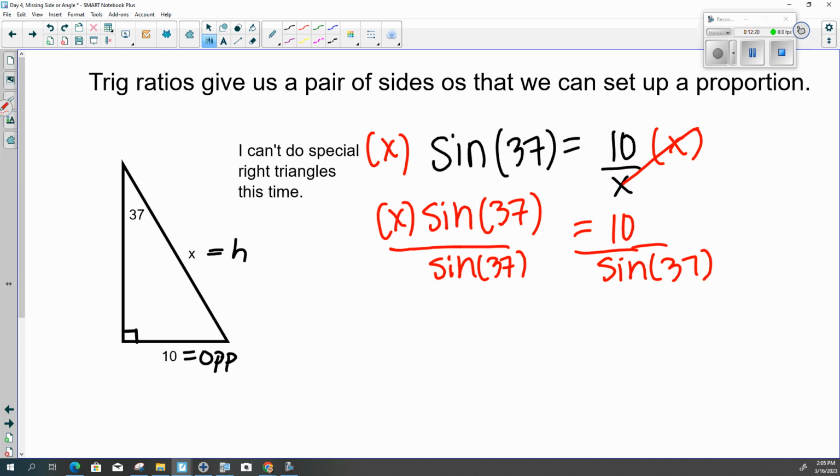So put that into your calculator, and it should be bigger than 10, right? Because it's our hypotenuse. That's one way you can kind of check. So if your number is smaller than 10, we must have done something wrong, because this is our hypotenuse. It should be the longest side.